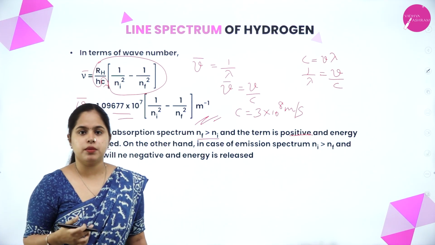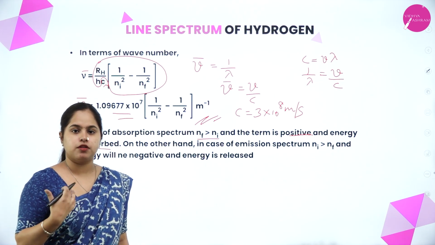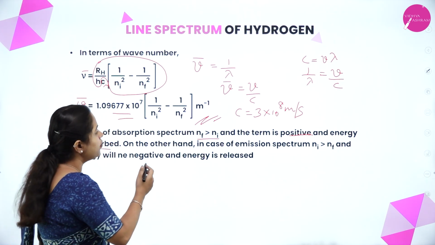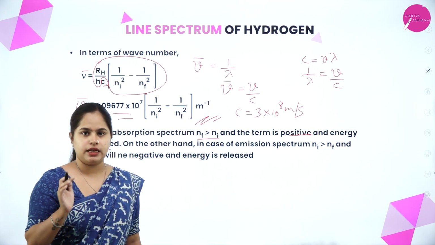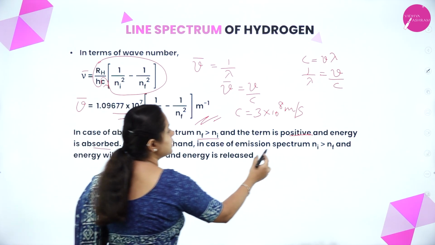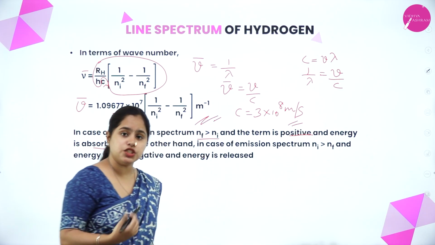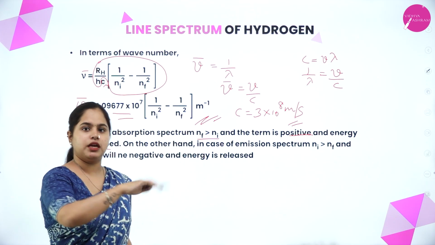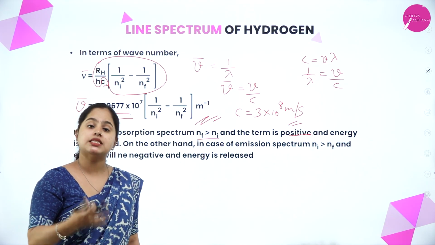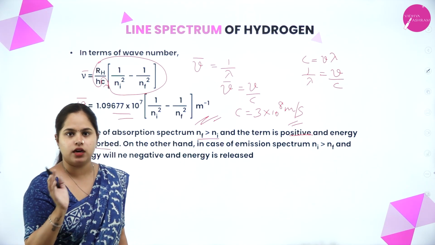So what you have to remember is, in case of absorption spectrum, if absorption is happening, Nf value will be greater than Ni. The final value will be greater than initial value and hence the term will be positive. Your energy will be positive. So the final answer that you obtain will be positive. That means energy is being absorbed, you can conclude.